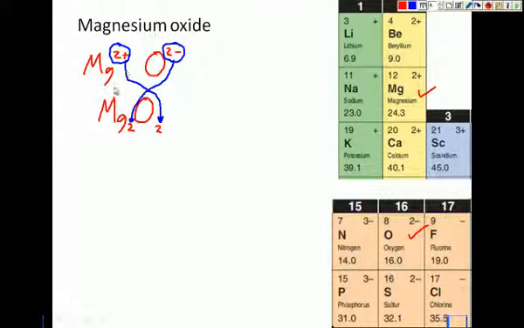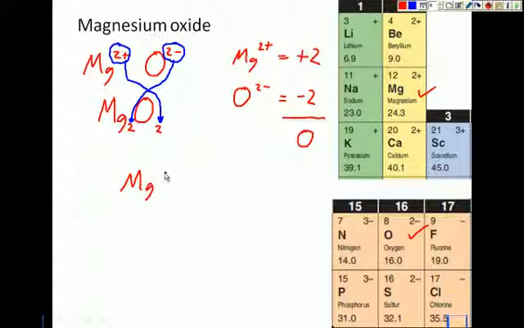Now, the true correct answer for this is making the charge 0. If you have 1 Mg2+, the charge is positive 2. And if you have 1 O2-, the charge is minus 2. You only need 1 Mg and 1 O to have a net charge of 0. So the true answer should be just MgO.